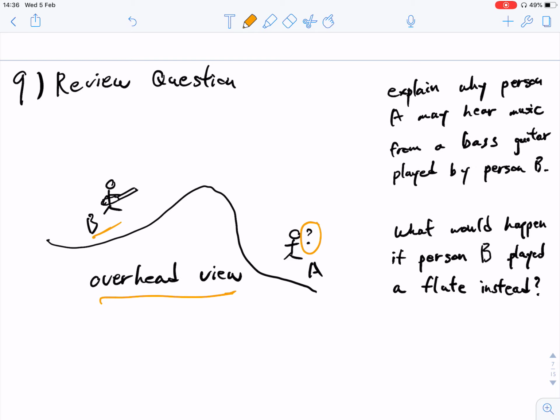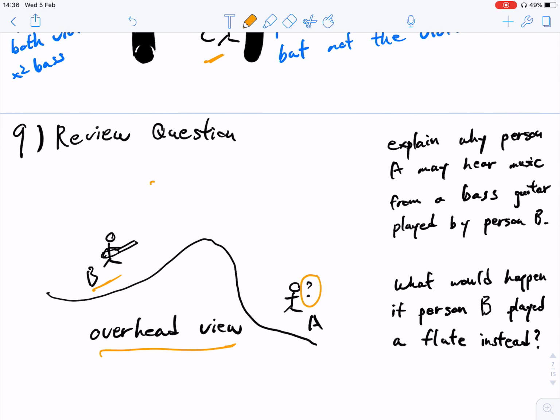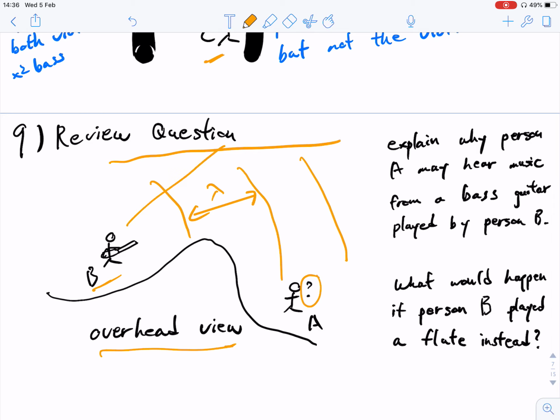The reasoning is very similar to what we're seeing here, is that a bass guitar has very long wavelengths. And so the music itself can diffract even if it cannot reflect off of a surface to person A. So even if there's no wall, person A can still hear the music, and this is due to diffraction.